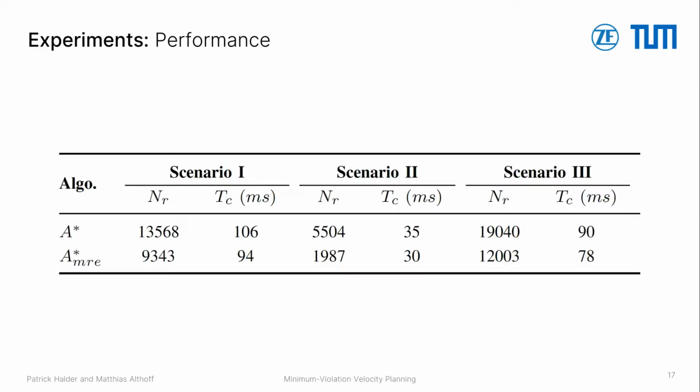Let us now look at the performance of our algorithm. This table shows the number of rule evaluations in R and the computation time Tc for the three previously presented scenarios. We compare a pure A* algorithm with our adapted approach with the minimum number of rule evaluations. You can see that we can reduce the number of rule evaluations. However, the difference in the computation times is not so large as for the number of rule evaluations. This comes from the fact that we mostly reduce the number of evaluations for low priority rules, which are in our application not so costly to evaluate, compared to high priority rules where collision checks are involved. But overall, we believe that the calculation times are quite reasonable for a prototypical Python implementation.